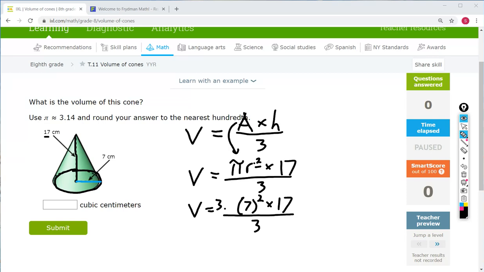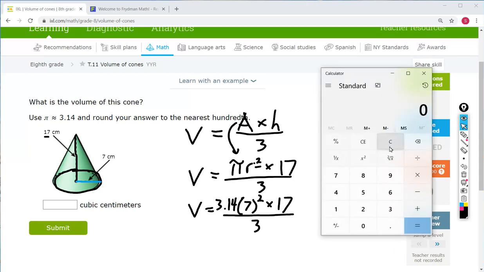So 3.14, there it is. Okay? And now we can just plug all this into a calculator to make it easier. So we have 3.14 times 7 times another 7, because remember, that 7 is being raised to the second power. That means it's 7 times 7 times 17, which was the height of the cone, divided by 3.